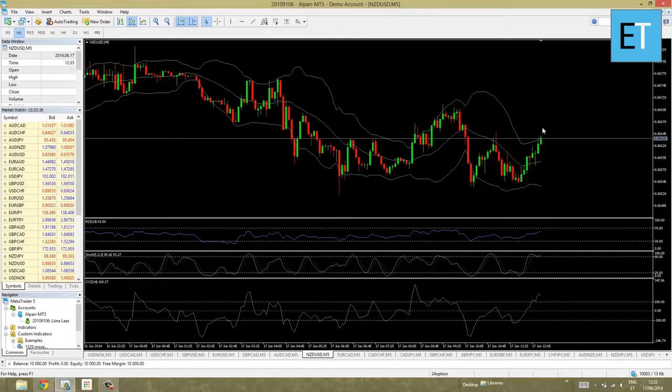So I'm just looking at this currency here. It's not quite there yet, but I will keep an eye on it. And I will pause this recording and I will continue when we have perfect conditions to enter a trade.